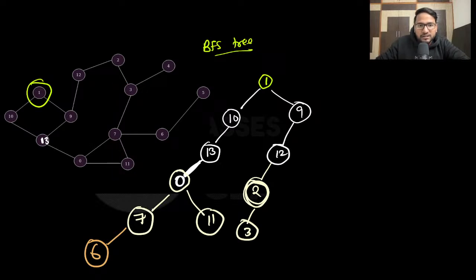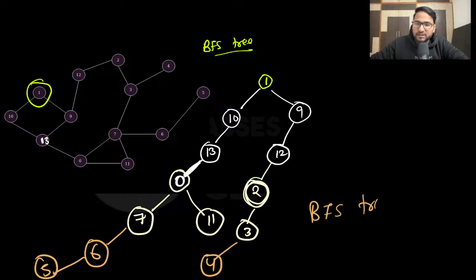And now let's just see 11. 11's neighbor is done, and now let's just see 3. What are the neighbors of 3? It is 4, right? It is 4. Now let's just pick 6, and 6's neighbor is 5. So basically this is one of the BFS trees that you will be getting, right? Let me know if that is understood to everyone.